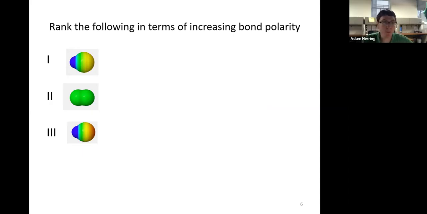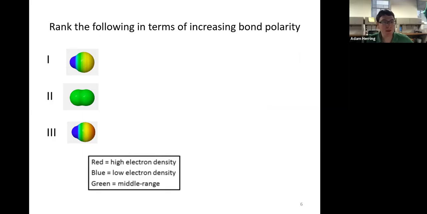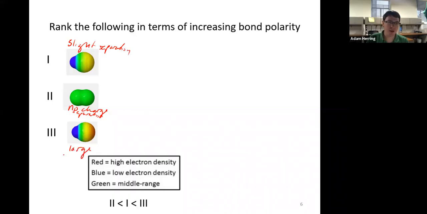Welcome back. So we remember that red means that there's high electron density, blue is low electron density, and green is in the middle. Yellow is moving towards the red color, and so it has a higher electron density than the green. So we would rank these then as molecule number 2 having the smallest bond polarity, whereas molecule 3 is the largest bond polarity. We can see that again because there is no charge separation at all for number 2. Number 1 has a slight separation, and number 3 has a moderate to large separation.